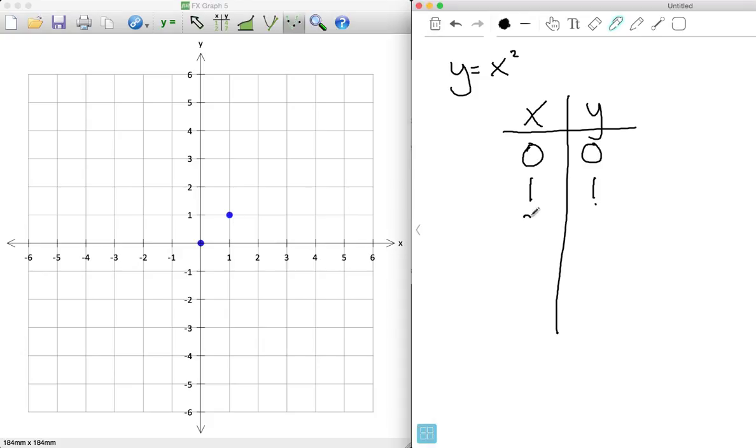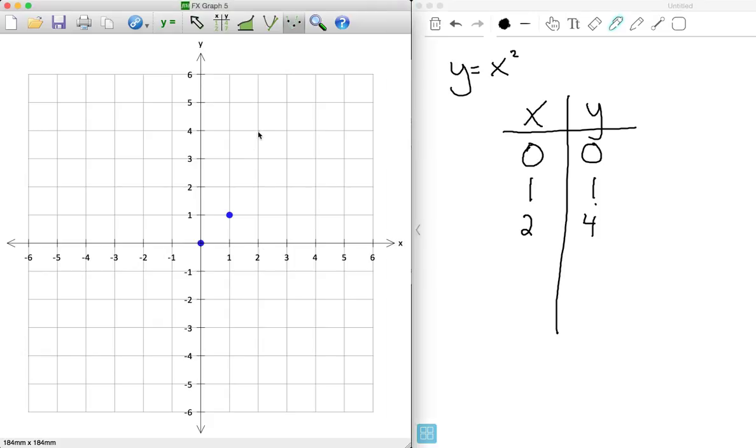And then when x is 2, 2 squared is 4. So let's put that on here, x of 2, y of 4. When x is 3, y is going to be 9, since 3 squared is 9. I'm not going to have room on this graph to show the point 3, 9, so I'm not going to go that high. I'm going to go a little negative.